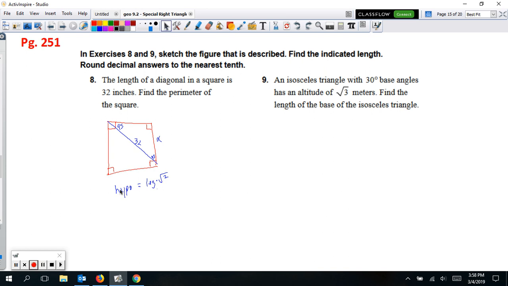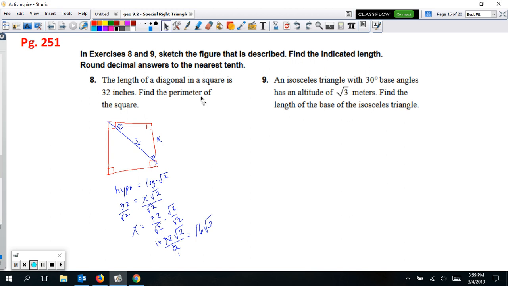Hypotenuse we know is 32. We can put 32 here. X is going to go where the leg is. And so now we can divide both sides by the square root of 2, and these square root of 2's will cancel each other out. So X is going to equal 32 over the square root of 2. But we can't leave it that way. So we want to multiply top and bottom by the square root of 2. So 32 times square root of 2 on the top and 2 on the bottom. And we can cancel out the 32 and this 2, they're outside of the radical. 2 goes into 32 16 times. So we're going to get 16 square root of 2 for a side length.